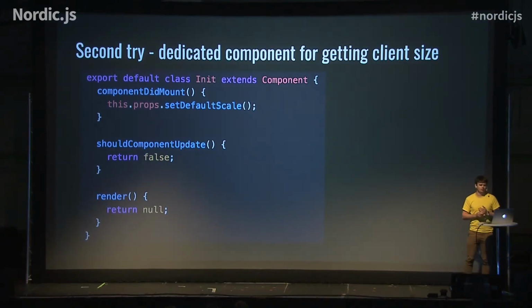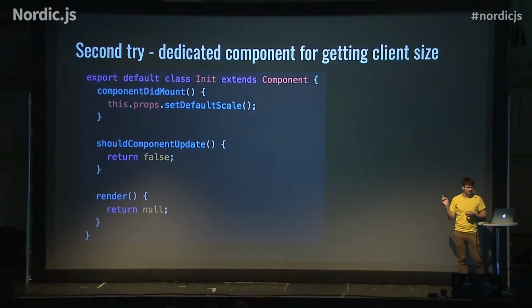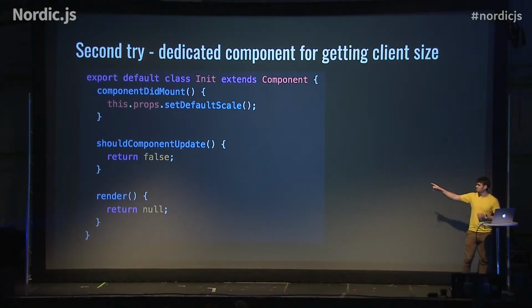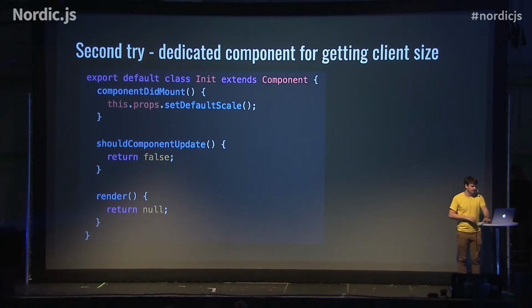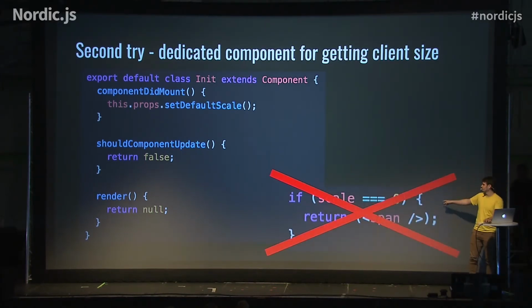We created a component that just gets the client size. We called it Init. And it's got the component did mount that gets the default scale, which is used for rendering the page. Should component update? No, it shouldn't. And it just returns null. This worked a lot better. We didn't have to worry about rendering the page twice, so we could get rid of this little conditional in the render function, which was confusing for a lot of people. It's actually still there, but for a different reason.